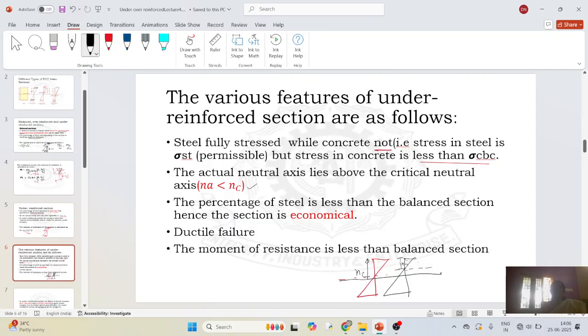The percentage of steel is less than the balanced section. Hence, this section is considered economical, and ductile failure only happens in this section, the under reinforced section. The moment of resistance is lesser than the balanced section.